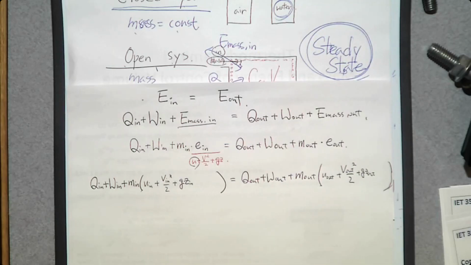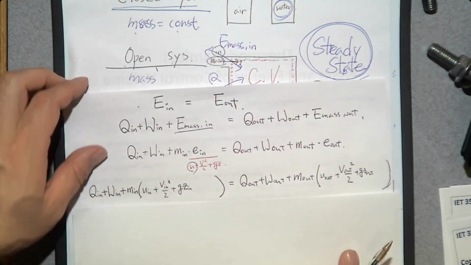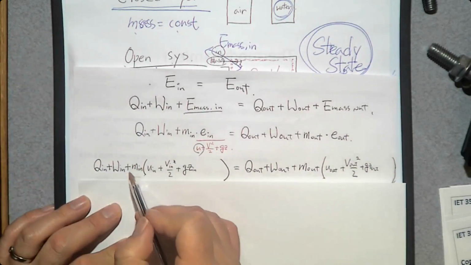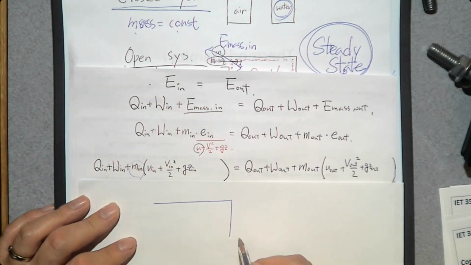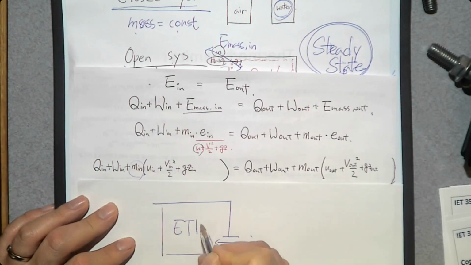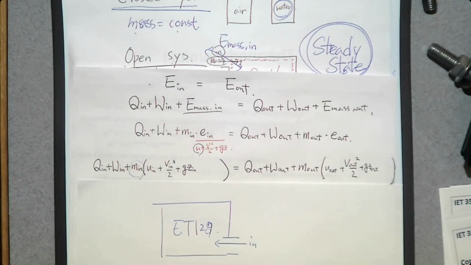But that's not it. Let's talk about the inlet. Let's talk about this inlet. So this is room ET128. Yeah, 128. So there's an inlet here. So this door is open. Now there is mass entering this control volume. So this classroom is the control volume. So there's mass going in.